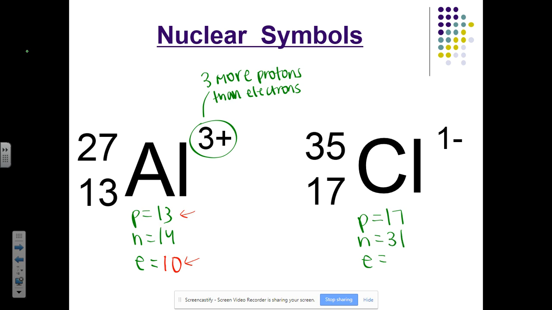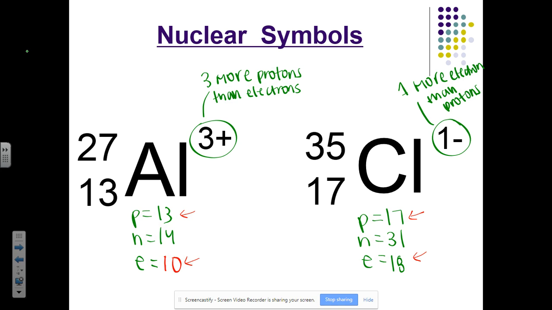And for the electrons, in this scenario, I have a -1 charge, which means I have 1 more electron than proton. Okay, so if I had 17 protons and 17 electrons, that would add up to 0. But in this scenario, I have a -1 charge, which means I have 1 more electron than proton. So since it's -1, I'm going to add 1 to the protons to get the number of electrons.